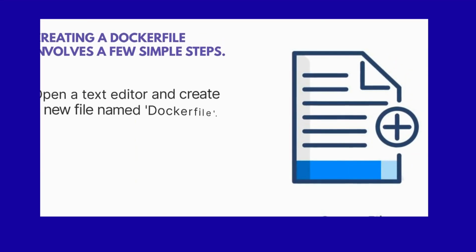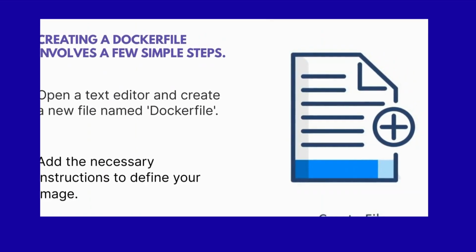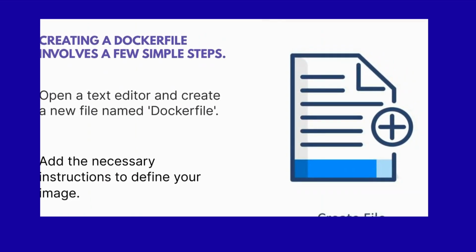Creating a Dockerfile involves a few simple steps. Open a text editor and create a new file named Dockerfile. Add the necessary instructions to define your image.